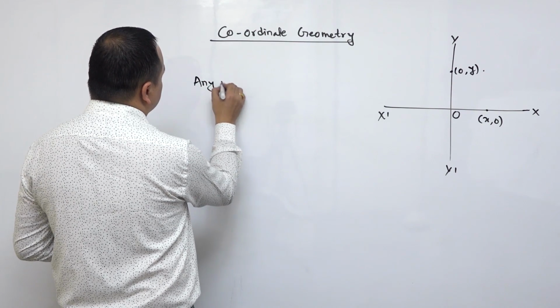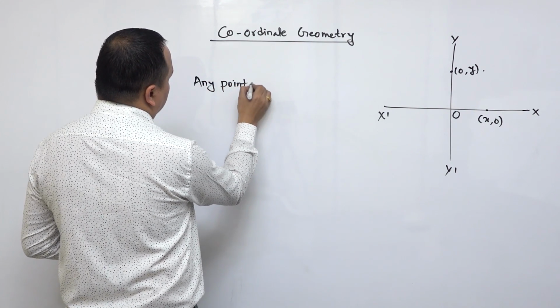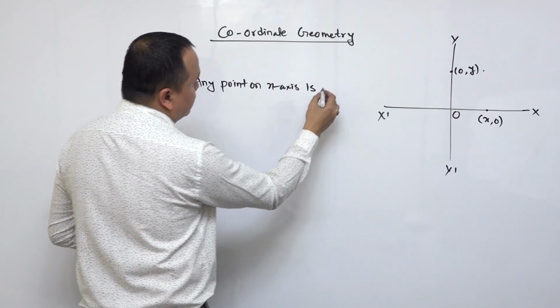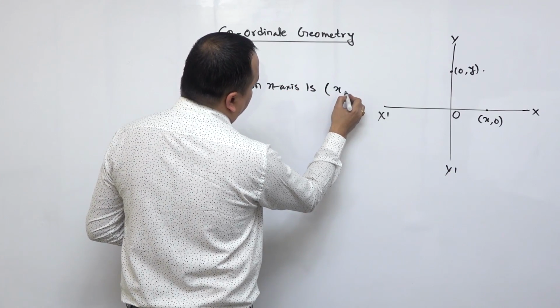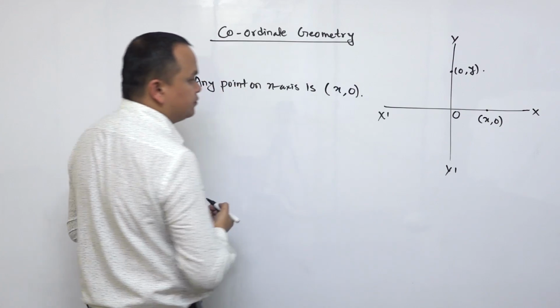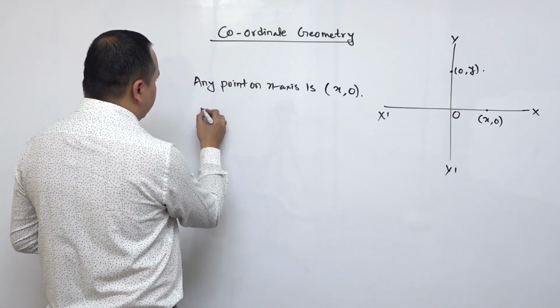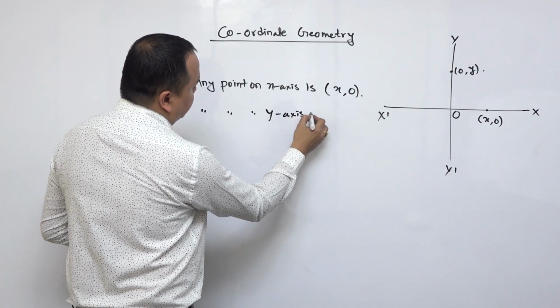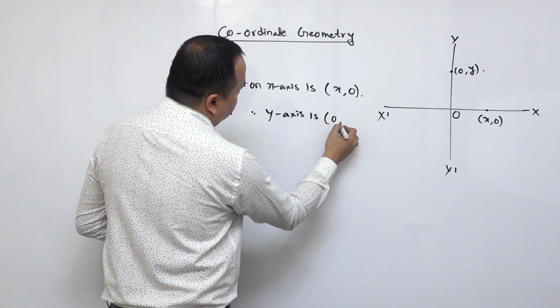Any point on the x-axis is (x, 0). Similarly, any point on the y-axis is (0, y).